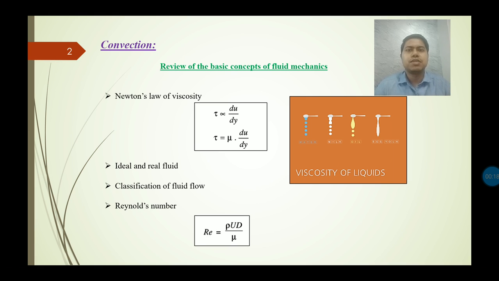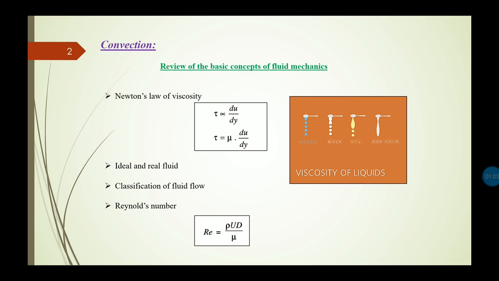Earlier we have discussed what is convection. It is the transfer of heat within a fluid by mixing of one portion of the fluid with another. Convection can be classified into two types: natural convection and forced convection. Before going into the details of convection, we need to first revise our basic concept of fluid mechanics, because these basic concepts need to be very clear to us before going into the details of this lecture on convection.